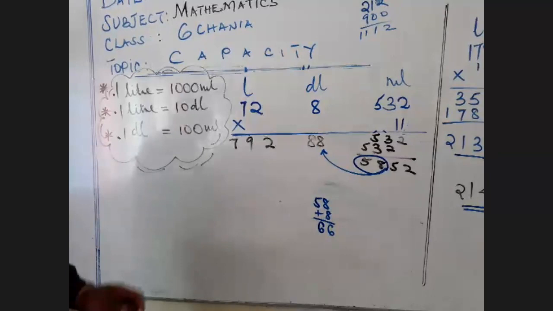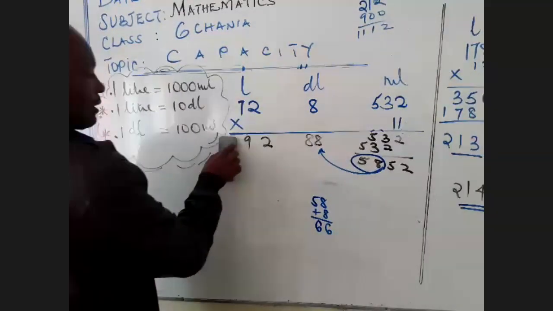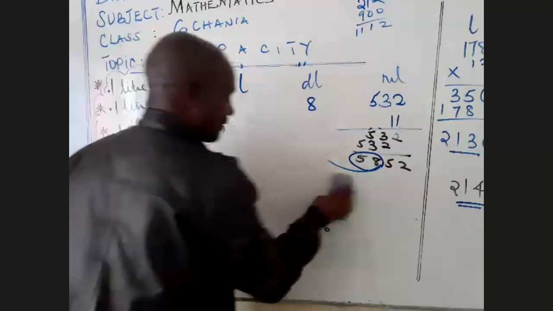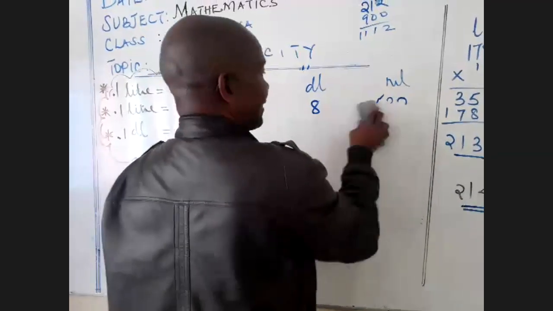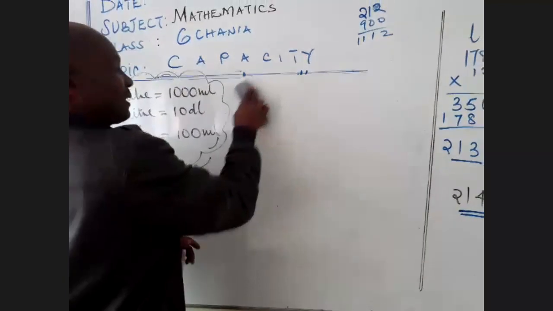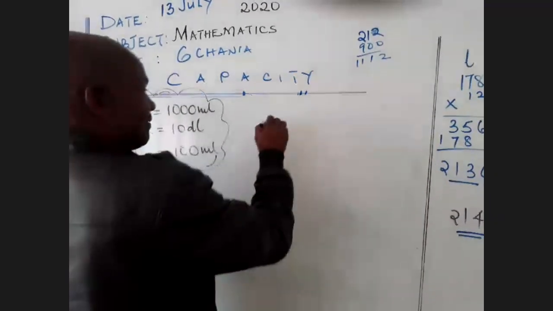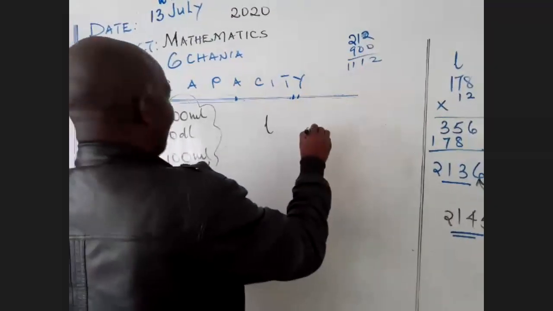Now, let's move on to another section. You have multiplied, you have added. Now I want us to divide. And we're supposed to carry something, carry forward, dividing. So let's have the liters and milliliters.